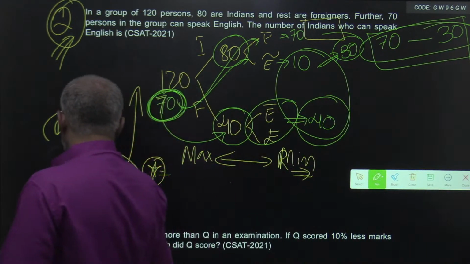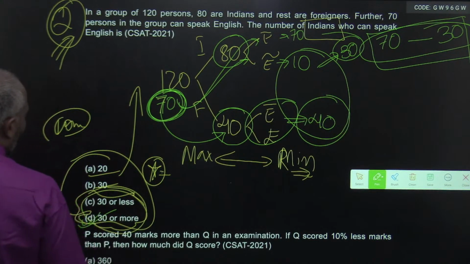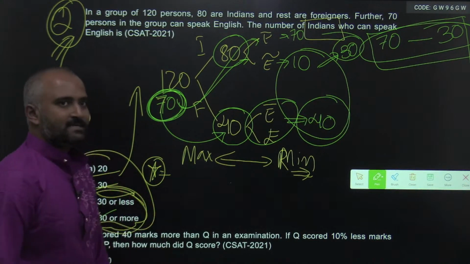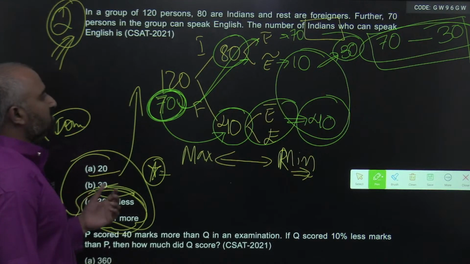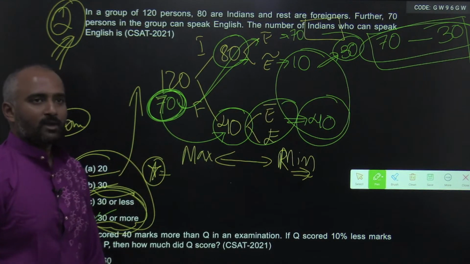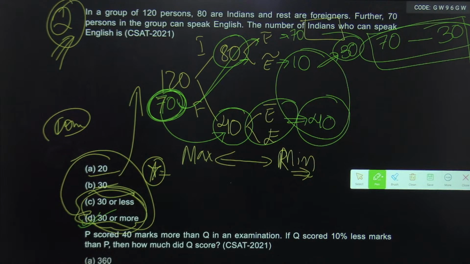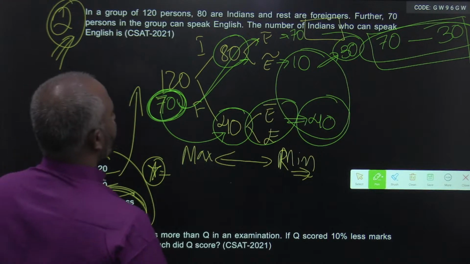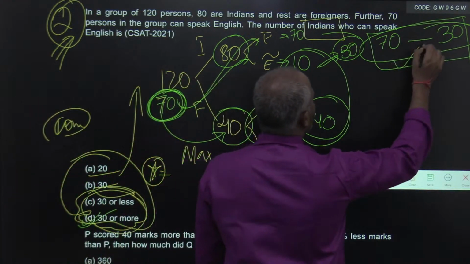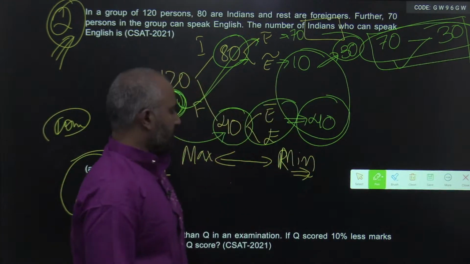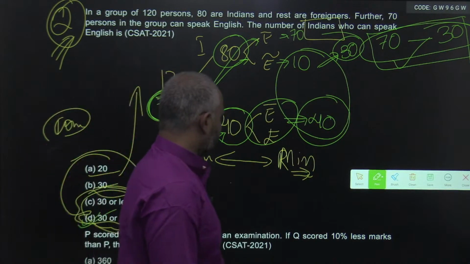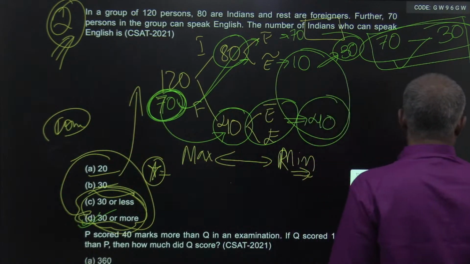If you see, the option is 30 or more, and remaining all values are less than that only. So the number of Indians who can speak English is in the range of 70 to 30. I hope this is clear.